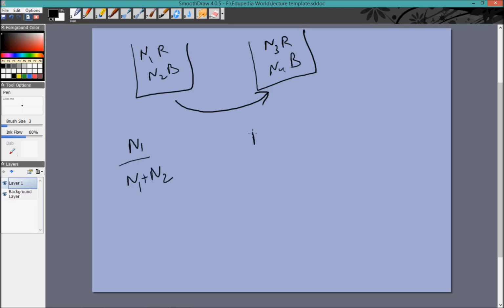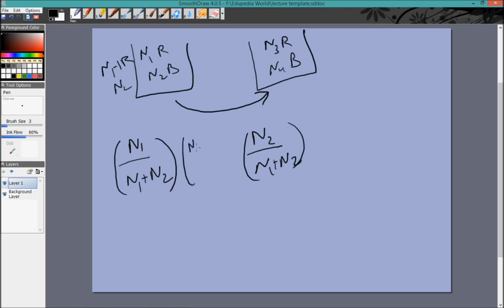And the probability of it being a blue ball would have been n2 by n1 plus n2. Right. Now let's say we took the red ball, the probability is n1 by n1 plus n2, and after that we want to find the probability of getting the red ball in this. So now we have n1 minus 1 red balls left and n2 blue balls left. So it will be n1 minus 1 by n1 plus n2 minus 1. There will be a plus because this is the second case.